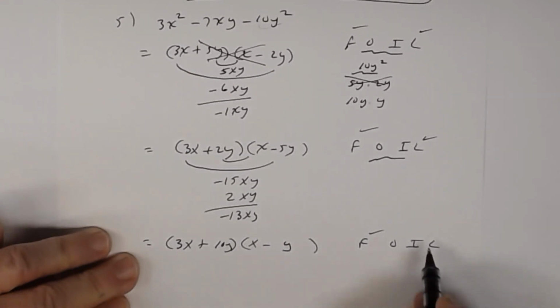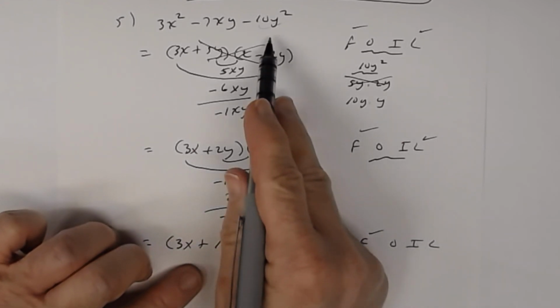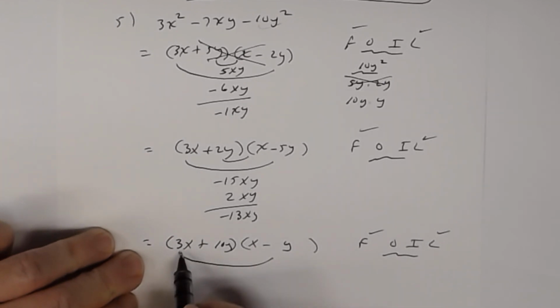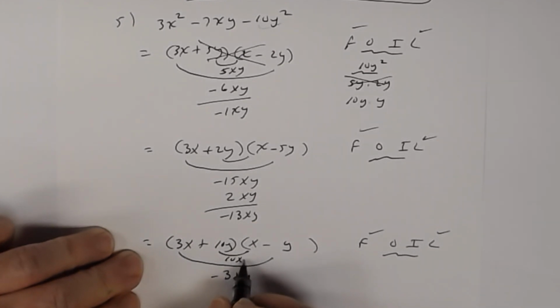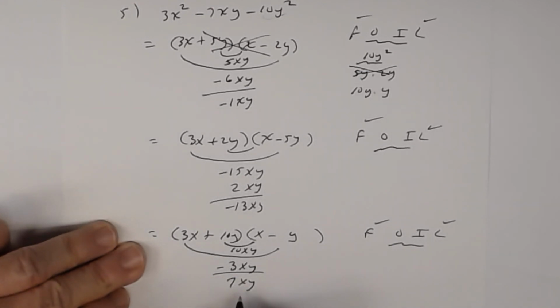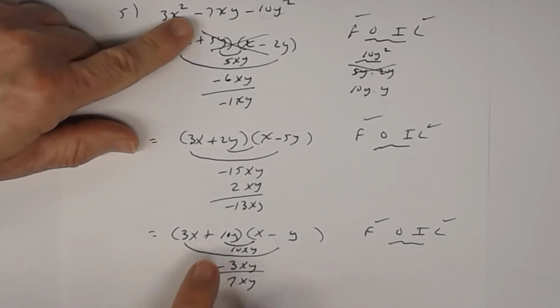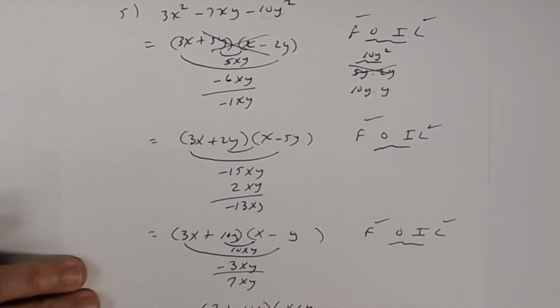The outer, let's do the last next. 10y times negative y is negative 10y squared. That's what I wanted. All right, now the outer and the inner. The outer, 3x times negative y is negative 3xy. The inner, 10y times x is 10xy. When I add them up, I get a positive 7xy. I'm almost there, right? They're opposites, so all that means is I change the signs, and there's my answer. So your answer is going to be 3x minus 10y times x plus y.